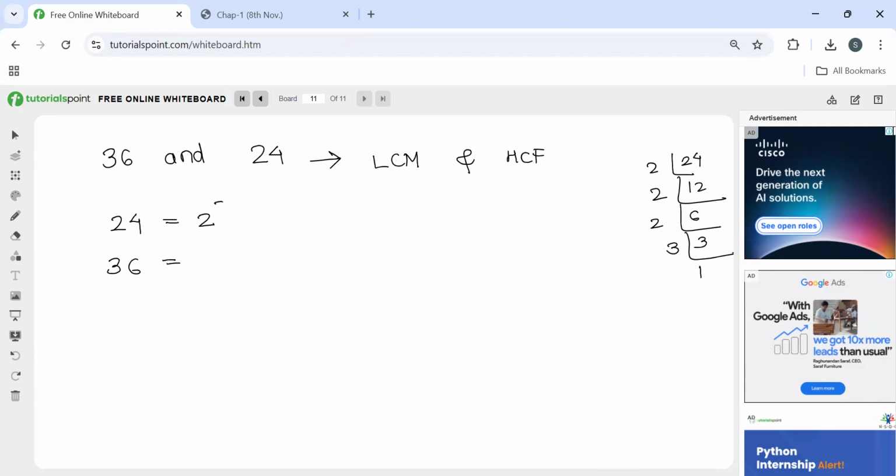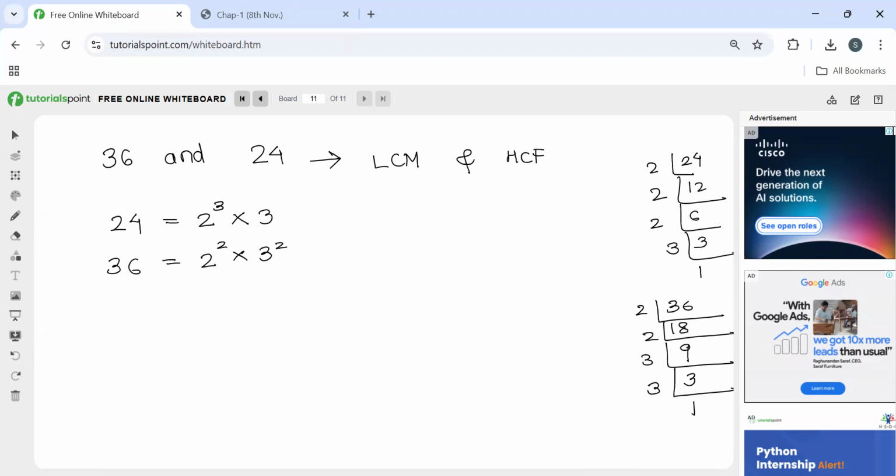24 is 2 cube multiplied by 3. And when I prime factorize 36, you get 18, divided by 2 is 9, divided by 3 is 3. 3 divided by 3 is 1. 36 is 2 square into 3 square. So you know how to prime factorize a number.